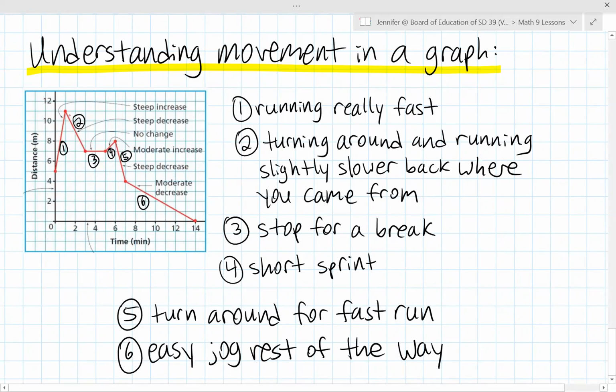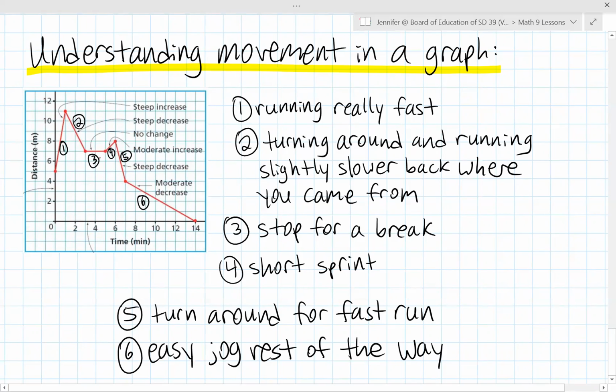But then for the second segment, you're suddenly going in the opposite direction. So for whatever reason, you've turned around and you're running back where you came from. The second segment is a little bit less steep, so you're running a tiny bit slower because you're covering the distance in a longer amount of time. In the third segment, it's a completely flat line. So time is going forward, but distance is not changing. So this might be you stopping for a break, let's say.